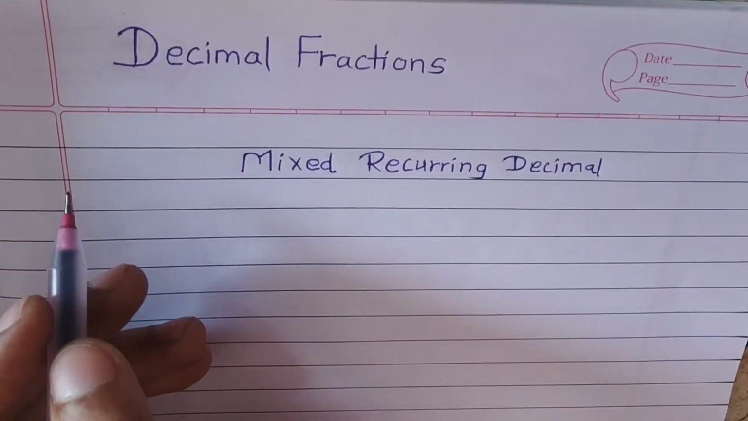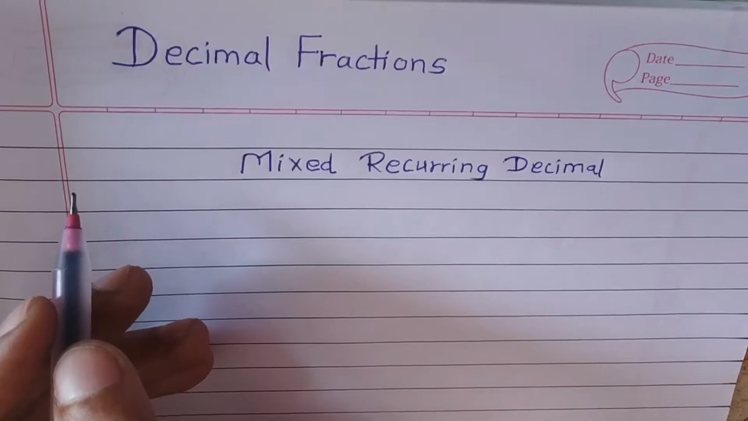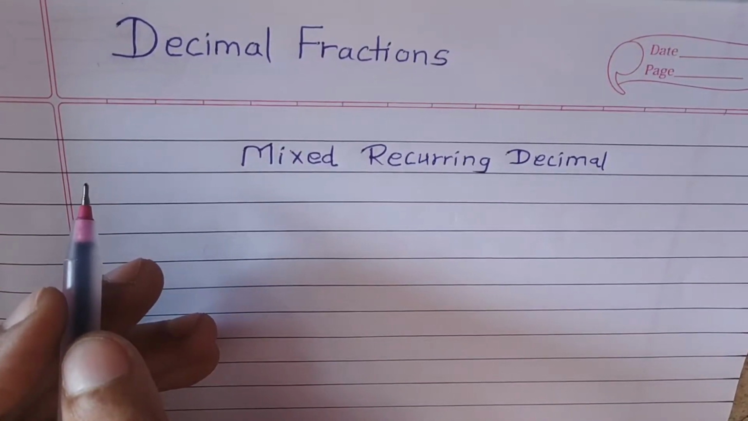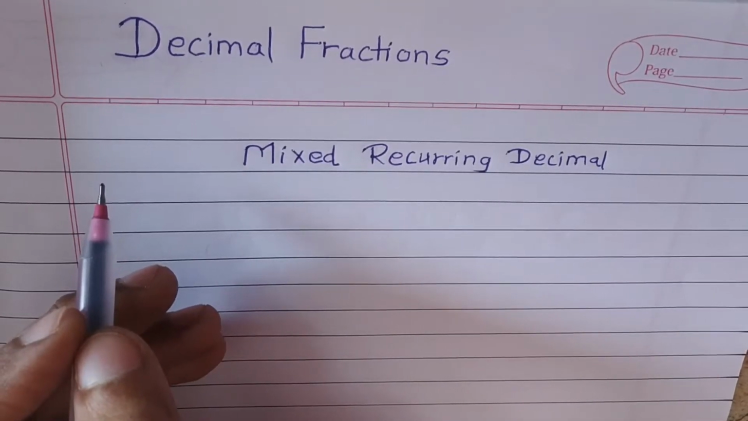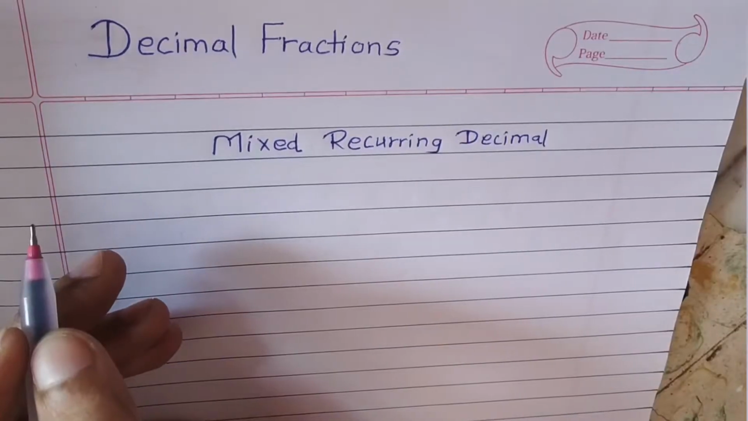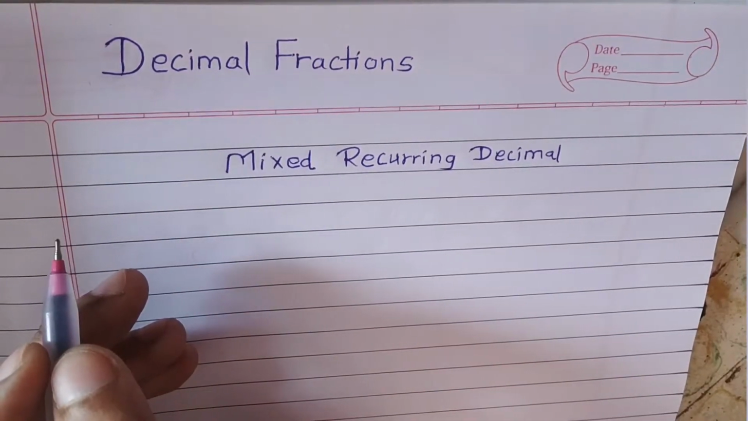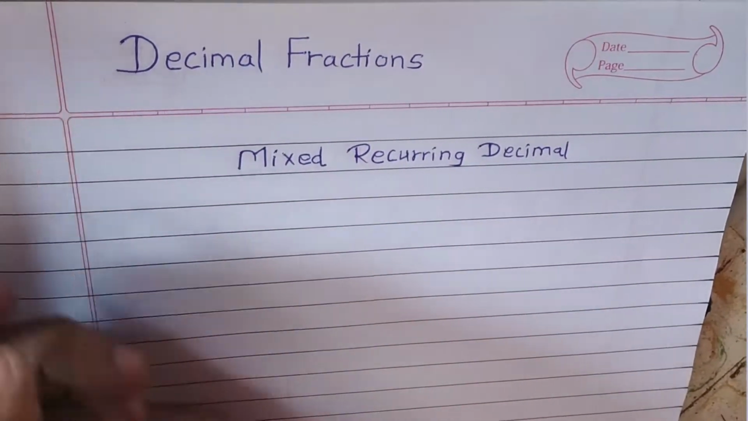As we have discussed before, decimal fraction and its types. In this we have seen terminating and non-terminating decimal fractions. In this video I am going to explain what is mixed recurring decimal. Let's get started with the definition of mixed recurring decimal.